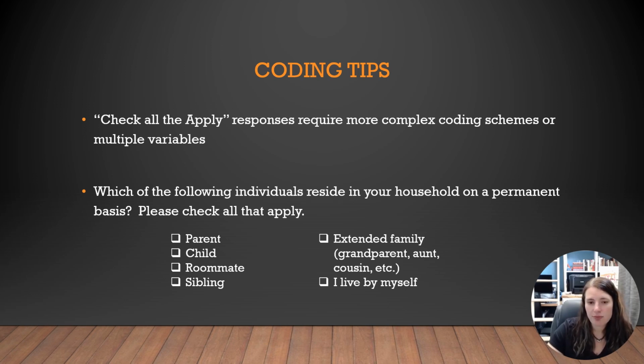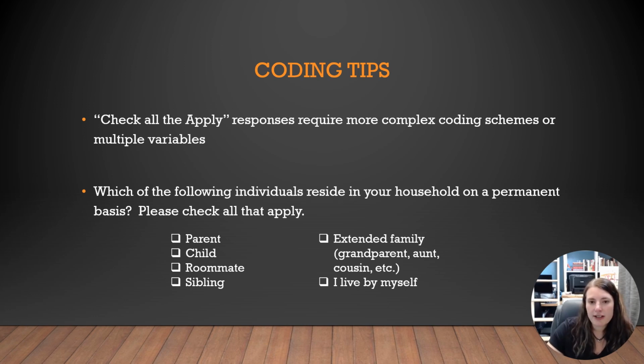Parent, child, roommate, sibling, extended family, or live by myself. If a respondent checks I live by myself, they would not check any of the other options. But none of the other options are as exclusive. Maybe you live with your parents and your child, or a sibling and a parent, or a child and an extended family member, or 3 different categories.